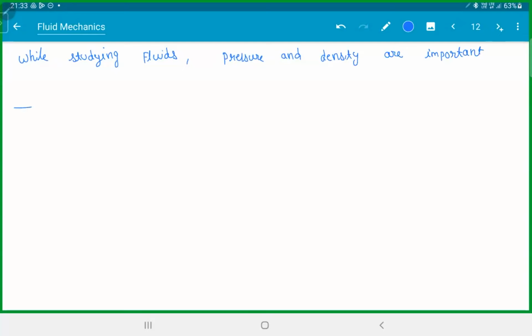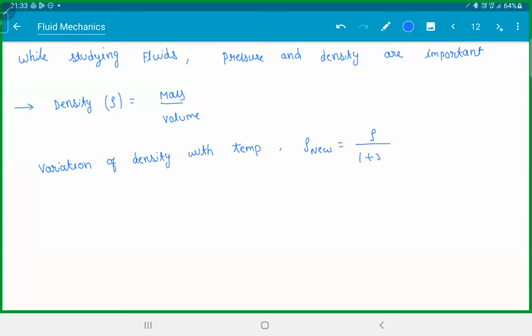So first thing, density. Symbol is rho. Simple definition, mass by volume. Variation of density with temperature. What happens if you increase the temperature? If you remember this, we have done it in thermal expansion. So the new density will be the old density by 1 plus gamma delta T, where gamma is the coefficient of volume expansion. Because whenever you heat a liquid, what will change? Volume will change, right? Mass will remain same. So mass by volume, volume has increased.